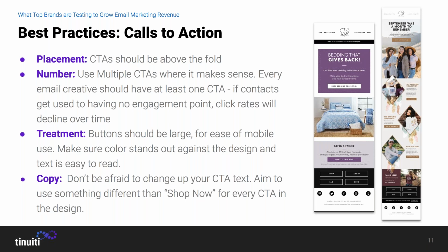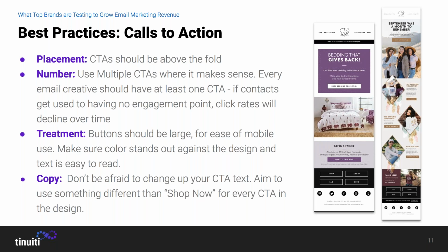Use multiple CTAs where it makes sense. Now, we don't want to just litter our email with different CTAs because, again, that can be distracting. But if you have a lot of different offers or secondary offers, or if it's a longer form email, make sure that you have CTAs in there. Every email creative should have at least one CTA. And that's just because if our contacts get used to not engaging with our email in any way, not clicking on our email, then you will see an overall click rate decline even when you start reintroducing those CTAs. So just have, even if it's driving them to an FAQ page, driving them to a social page, make sure that you have something in there.